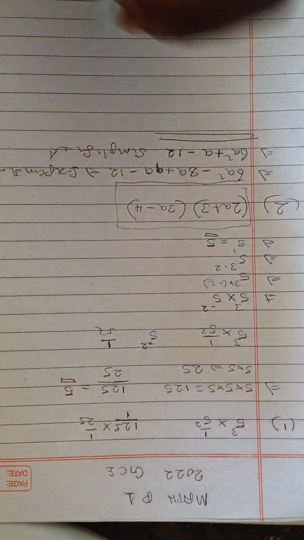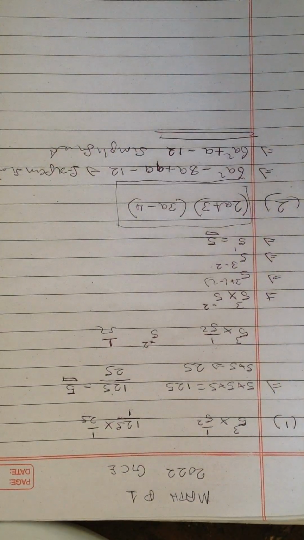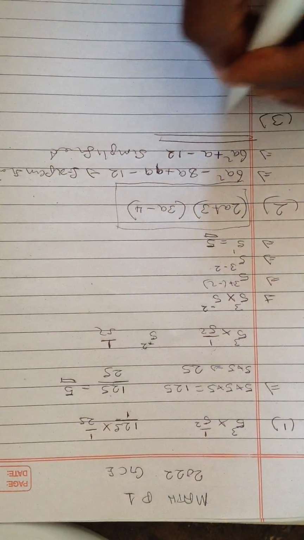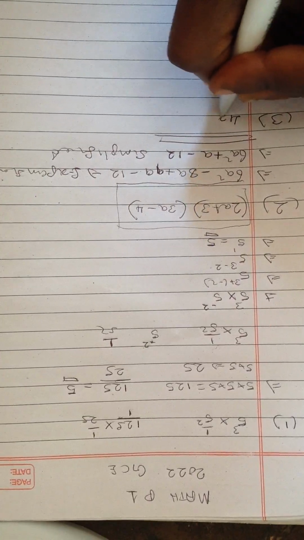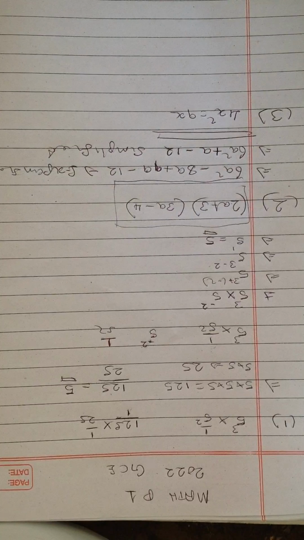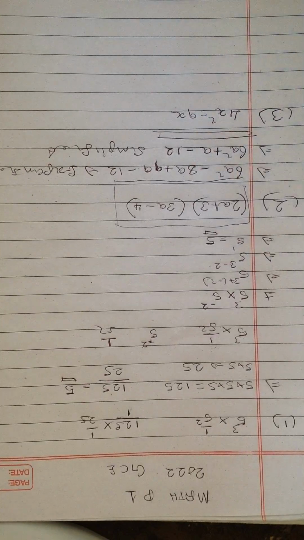So question 4, the question reads, solve the equation. This is not question 4, but question 3. Solve the equation: 4x squared equals 9x. So how do you solve this? If you're solving the equation, you have to find the value of something. Here, we are supposed to find the value of x, because it's the variable appearing in this question.